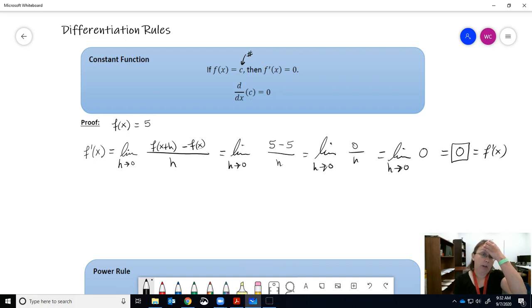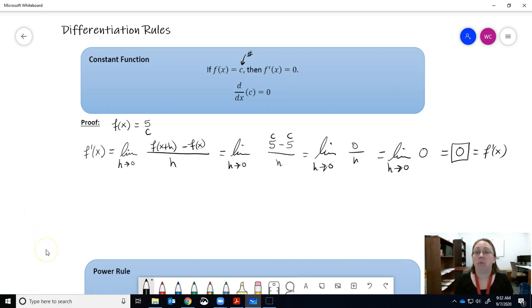So no matter what number you put here, if you put c in general, it doesn't matter what number it is. If you have a function which is equal to a constant, the derivative is 0. And this is the proof. So we're going to learn some more rules. All of these rules can be proven using the limit definition of derivative. But I'm not going to do every single one. I'm going to let y'all enjoy the textbook on those.